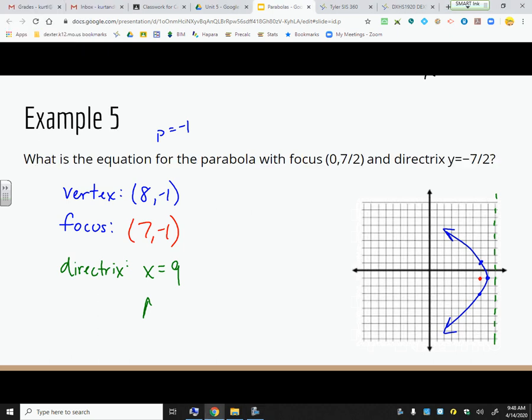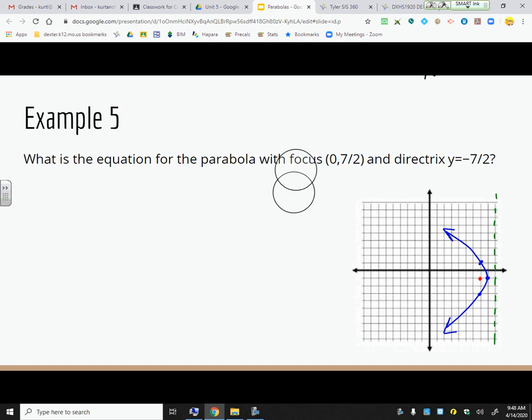Now let's try it in reverse. They're going to give me some information about the parabola, and I want to write an equation for it. I can already tell you a lot about this equation, that it's going to be something squared equals something times p, and I can plug in whatever I need to for that p. All right, so I can kind of get a skeleton for it.